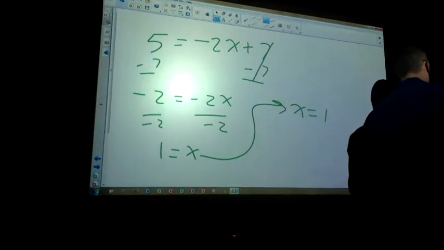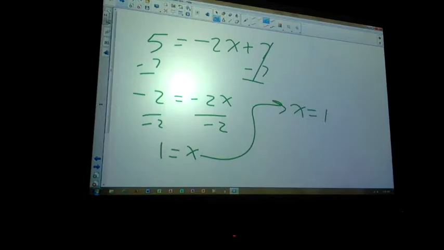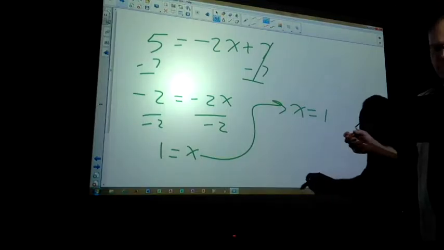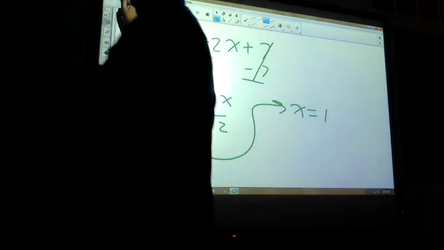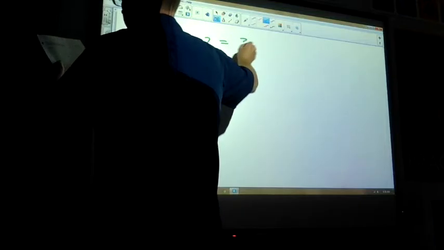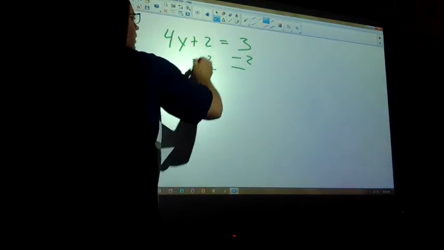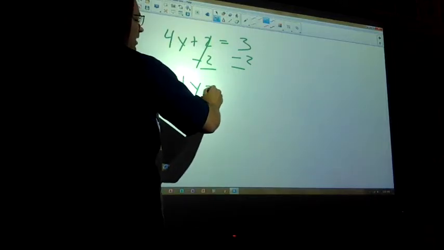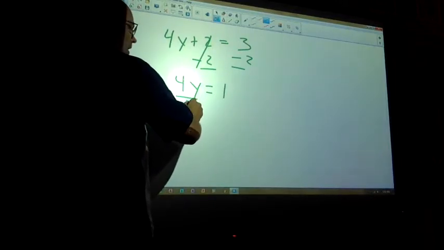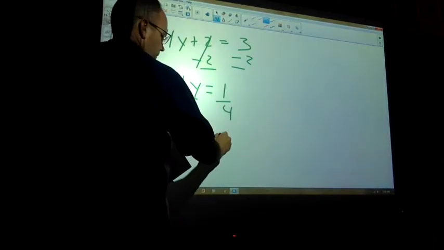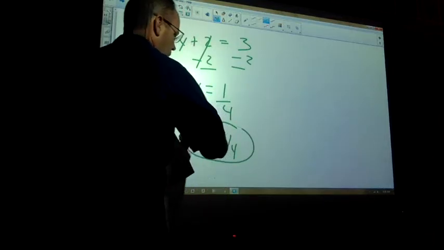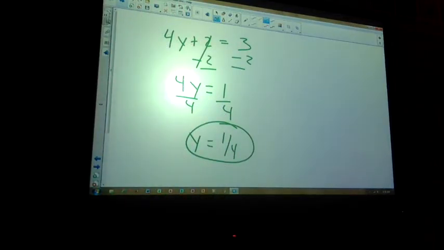It's neater that way, right? Next problem, can I move on? Yep. Here we go. I get 4y plus 2 equals 3. Subtract 2. Those cancel, so I got 4y is equal to 1. Divide by 4. I like it. And 1/4 is an okay answer?